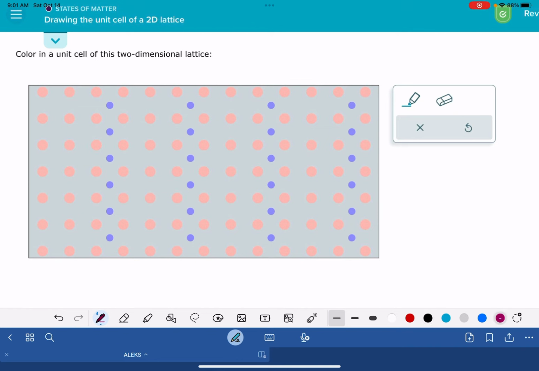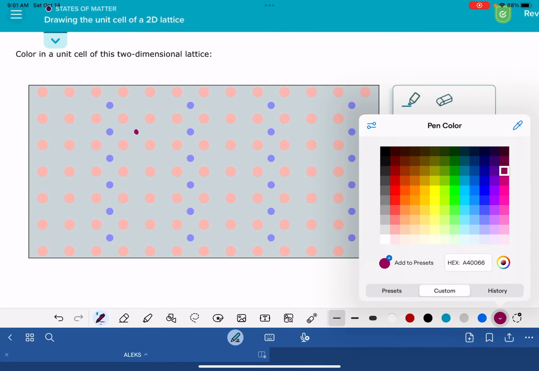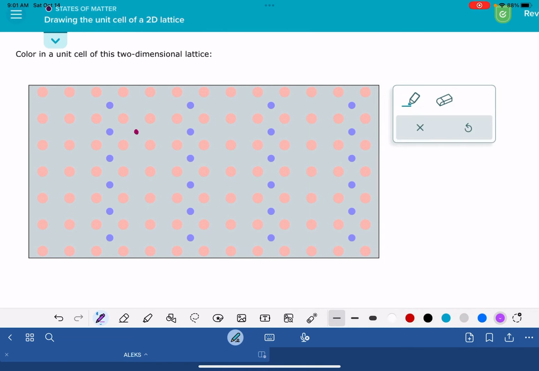So some of these do get a little bit tricky. Like, what if I'm going to add that, which is supposed to be the same color purple? That is really not the same color purple. I'm going to try to make it a little bit closer. So this is supposed to be the same color purple as what ALEKS already has in the problem. So what if this became my unit cell? What if it looked like this?